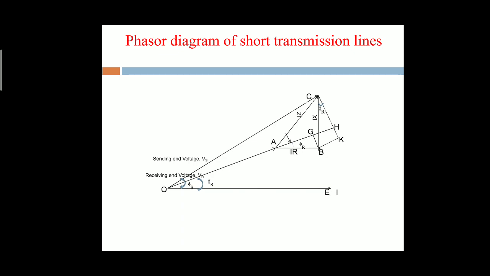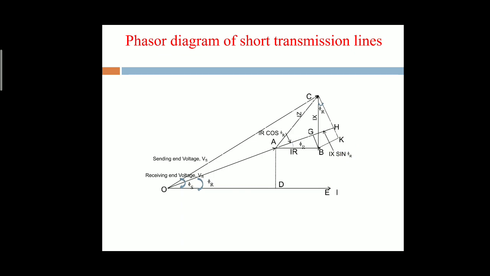Okay. Next, AG is notated as IR cos phi r. Next, GH is notated as IX sin phi r.